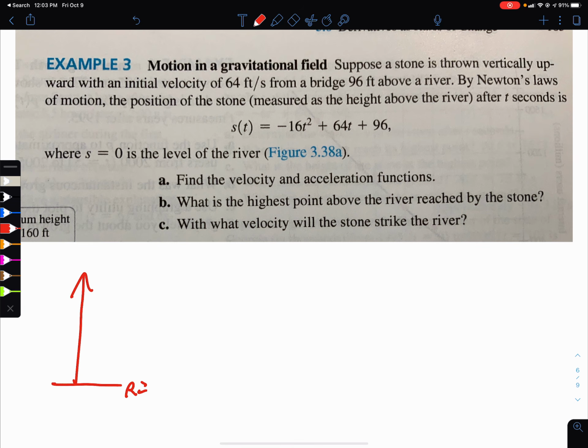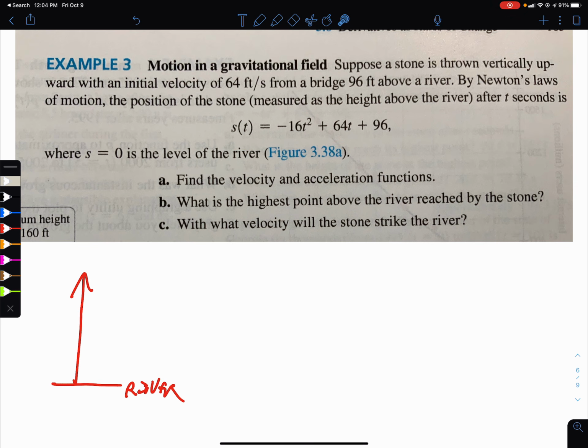So this is a river. And this function is the height above the river. So if you plug in a 0 here, your height at 0 is 96. You're starting from a bridge 96 feet above the river. That's what it's talking about. And you threw it up at 64 feet per second. So here is the position function.